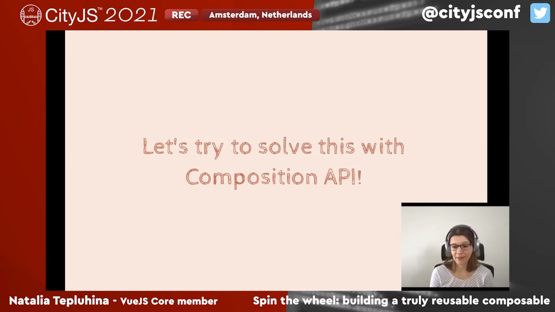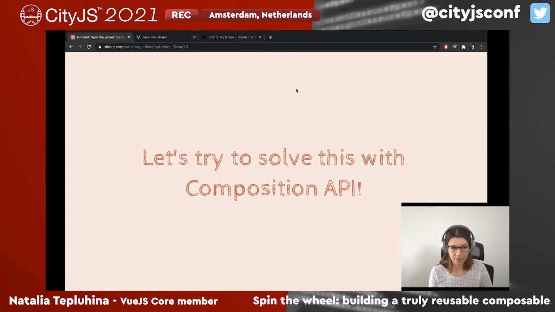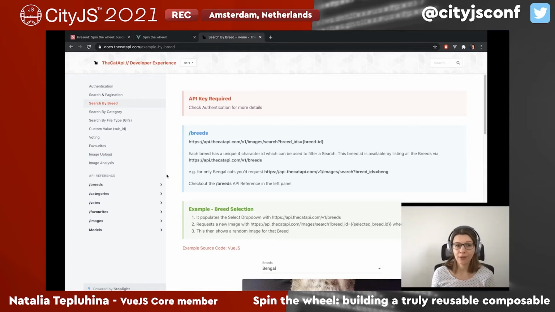And right now we will try to build an example where we're using Composition API from scratch to see how we can reuse this logic for different cases. To demonstrate this, I'm going to build a composable that will be working with different APIs. And as a first one, we're going to use cat API because why not? I like cats, so let's just use them.